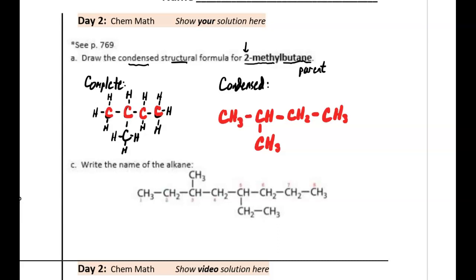And sometimes with a condensed version, you don't even take the time to draw the dashes. This dash here, this dash here, this dash here are really unnecessary. But you would need to show the dash to show how the branch connects on.